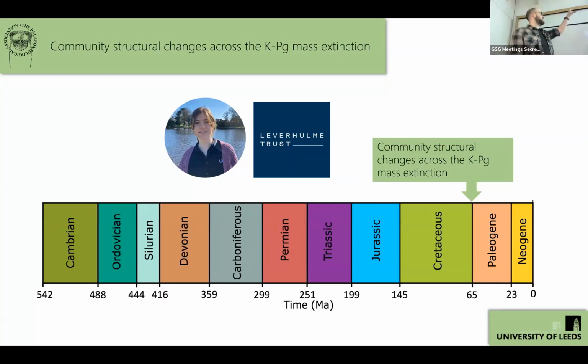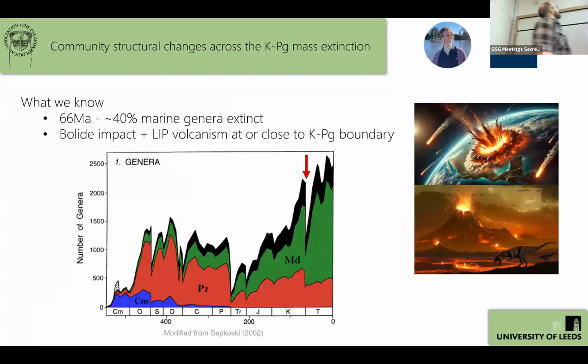And one of the main candidates for that is the KPG mass extinction, because it was the last major mass extinction to hit our planet. So what do we know about this event? We know it happened 66 million years ago. And of the big 5 mass extinctions, it's now thought to be the least severe in the marine realm. Only 40% of marine genera go extinct. Obviously, it's more famous for what happens on land, where we see the demise of the dinosaurs.